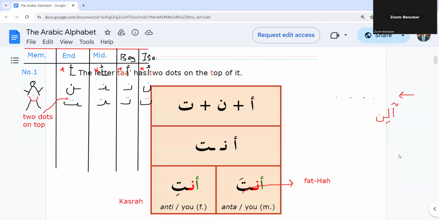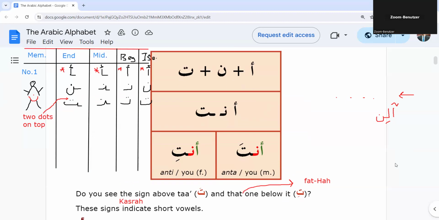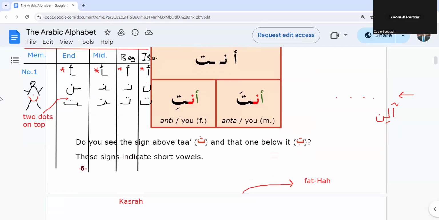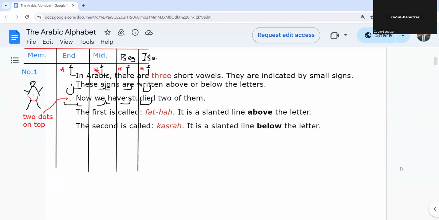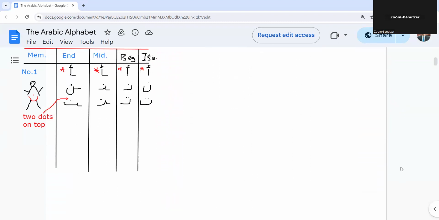Okay. Beautiful. Good, good. Did you write the fatha and the kasra? Yes. Great. Sorry, I erased your name. No problem. Okay, this is what we just said. So let's go to the next letter.